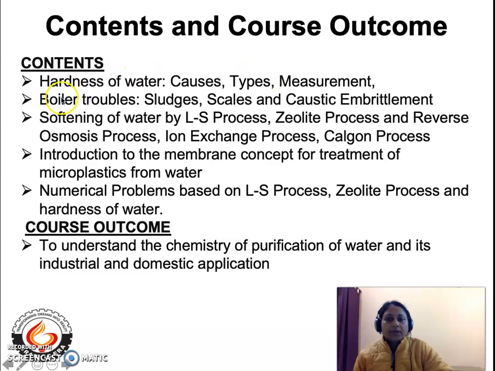how we are going to measure the hardness in water. Now next topic is what are the different types of boiler problems, like the sludges, the scales, caustic embrittlement. They are some of the troubles that are encountered in a boiler because of the use of hard water. Now softening of water, we'll be dealing under the lime soda process, the zeolite process, the reverse osmosis process, ion exchange process, and the Calgon process.